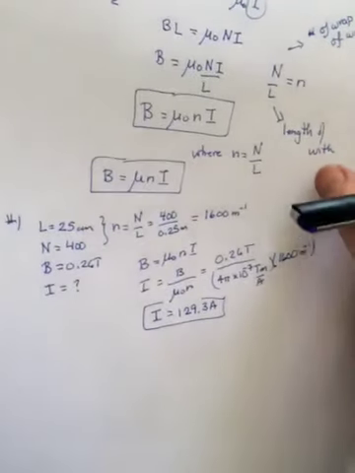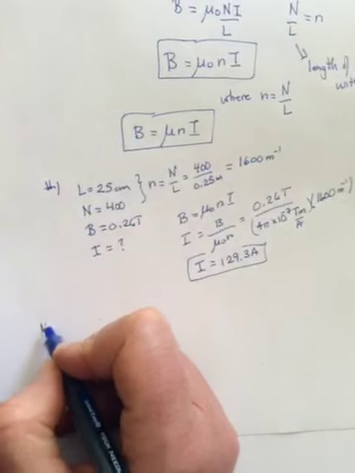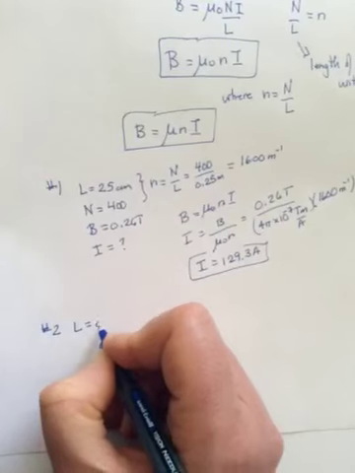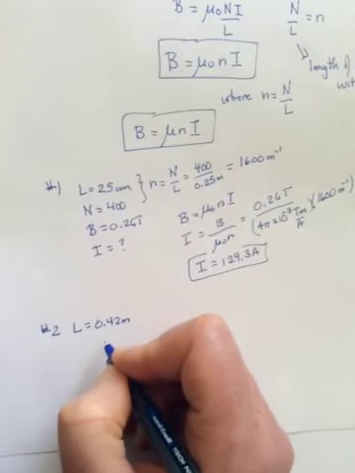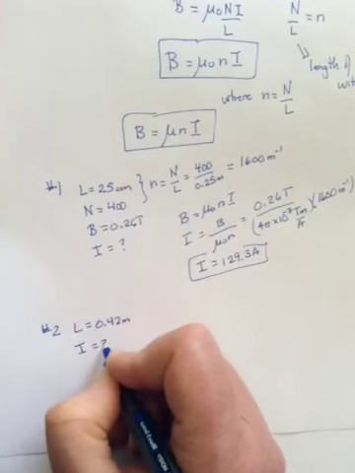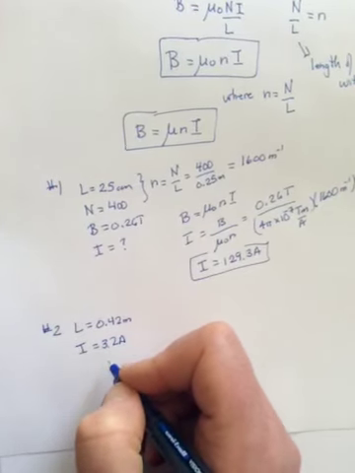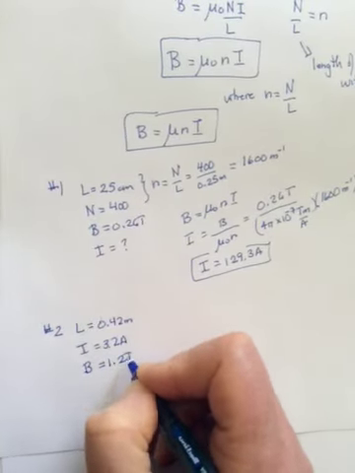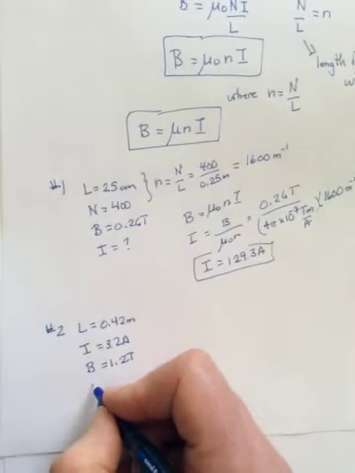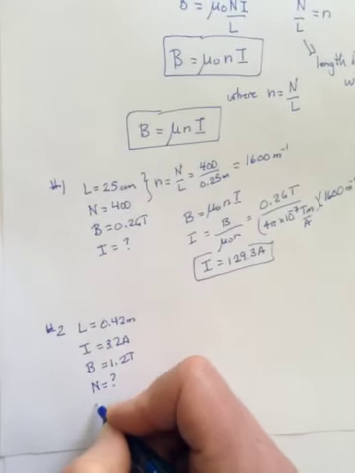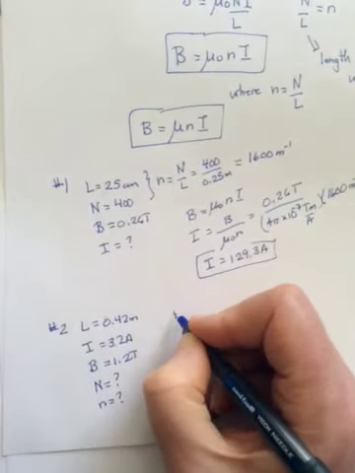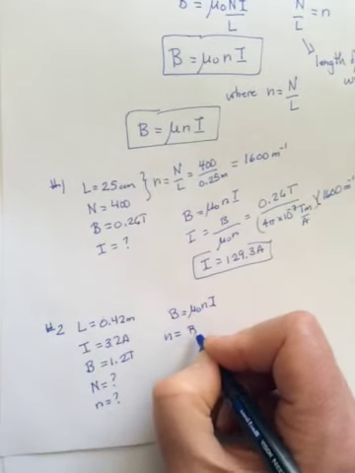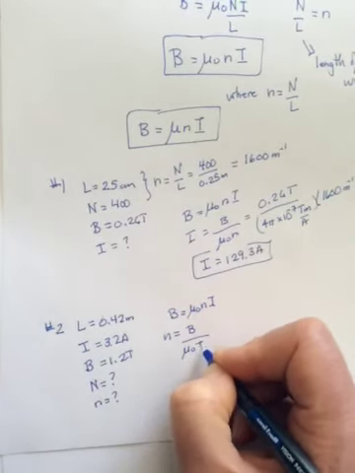Number 2, an air-filled solenoid. So again, it's going to be mu O. It has a length, so again L, 42 centimeters, so 0.42 of a meter. There's current of 3.2 amps flowing in it, and the field strength, B, is 1.2 Teslas. How many turns of wire must there be in the solenoid? So you're looking for capital N. First you'll find little n. So B is equal to mu O little n I. So little n is equal to B over mu O I.